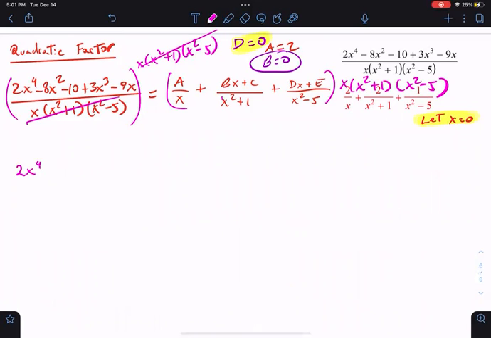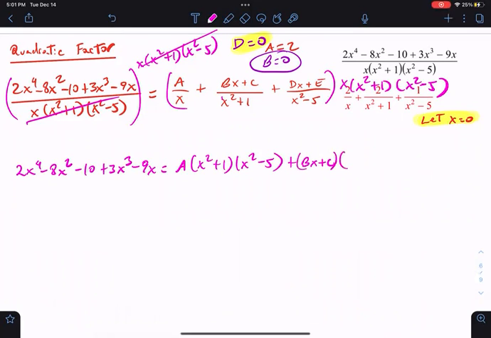So I have 2x to the 4 minus ax squared minus 10 plus 3x cubed minus 9x. That's that part, right? So I need to multiply a times x squared plus 1 as a factor form, and x squared minus 5. That's the a. The bx plus c, I need to multiply that by x and x squared minus 5. And the dx plus e, I need to multiply that by x squared plus 1. Be careful when you're doing this, okay?